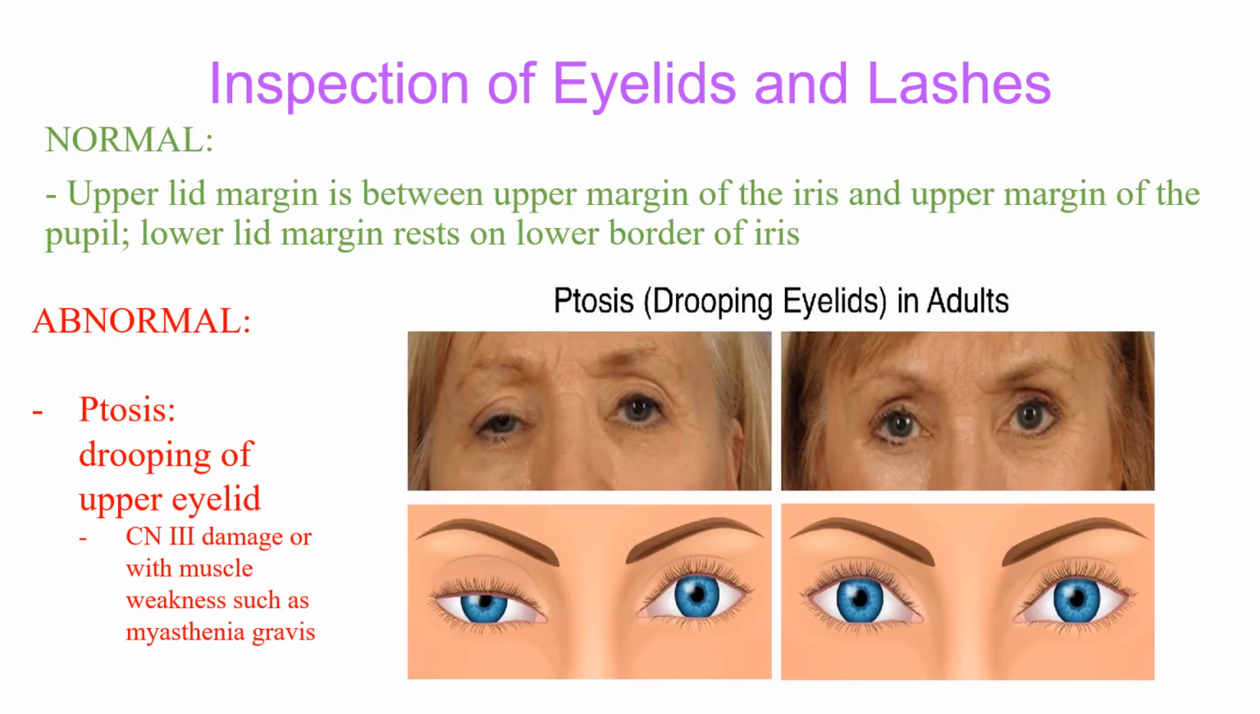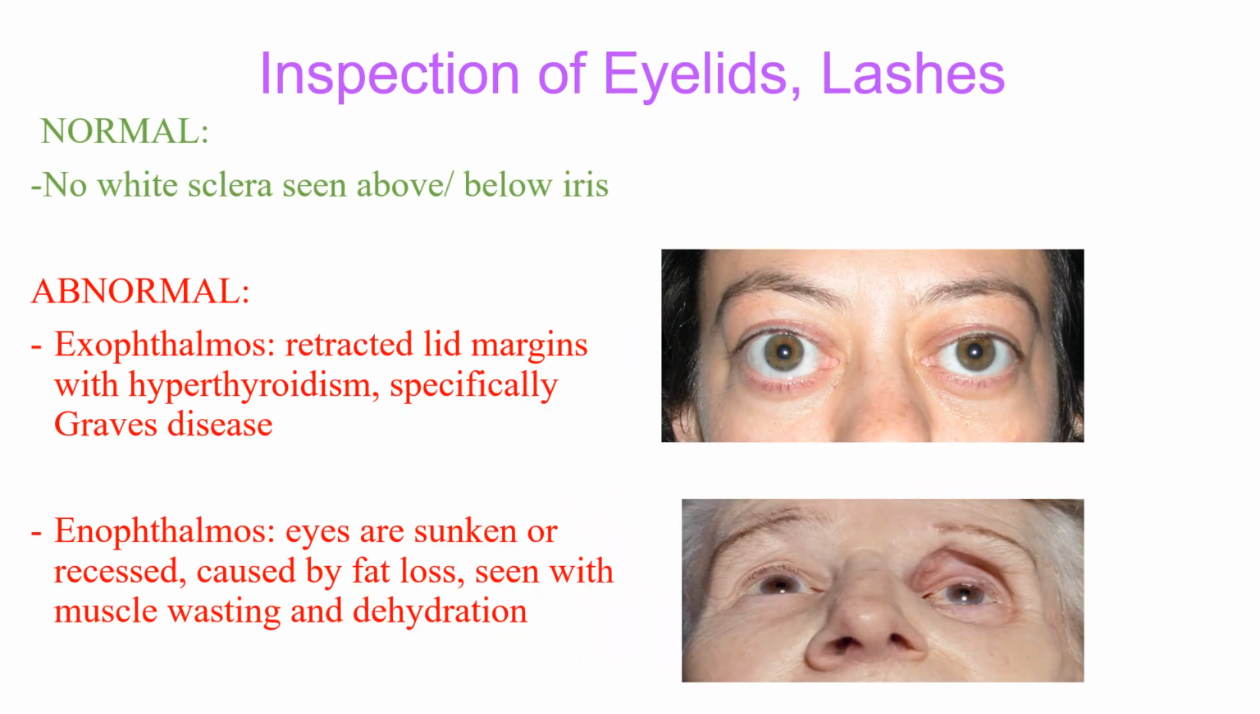So the eyelids and eyelashes themselves, we are looking for the eyes to be able to open and close all the way, and the eyelid to sit at the very top of the iris. You should not see sclera above the iris where the eye is. Now the eyelid, or the palpebral fissures, should be symmetric on both sides. If one lid is drooping, as you can see in this picture, that is called a ptosis, P-T-O-S-I-S, the drooping of the upper eyelid.